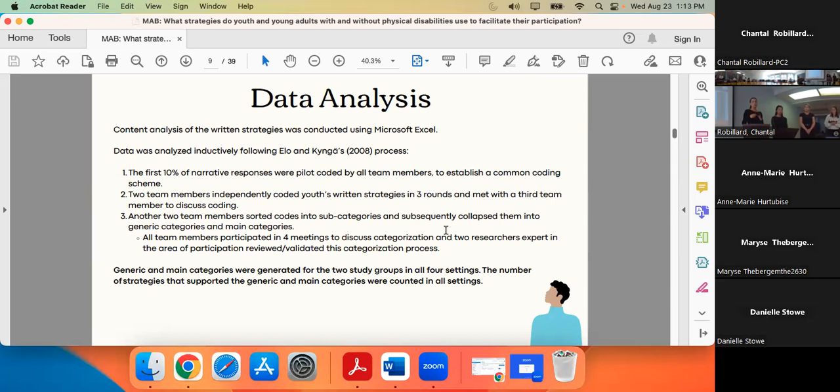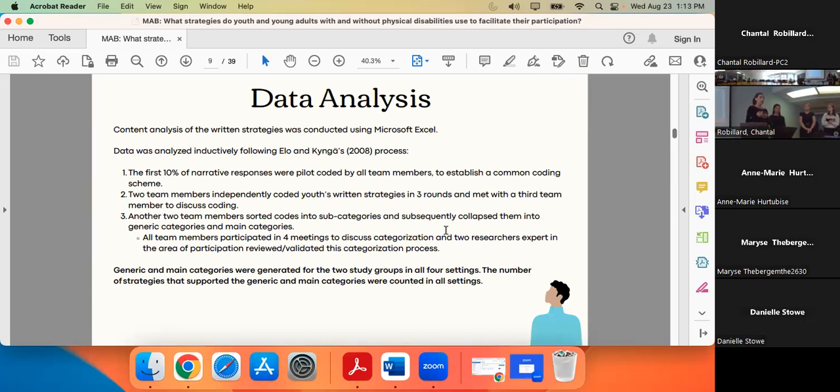First, we pilot coded the first 10% of the narrative responses with all team members, just so we could establish a common coding scheme. Then 2 team members independently coded youth's written strategies in 3 rounds, and they met with a 3rd team member to discuss coding.